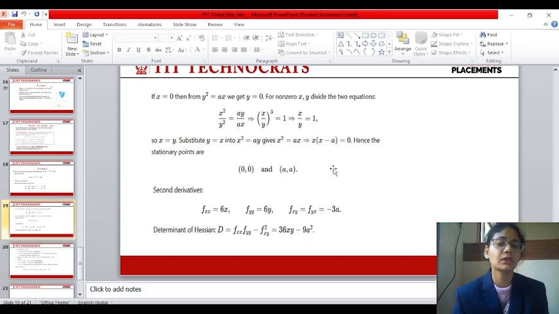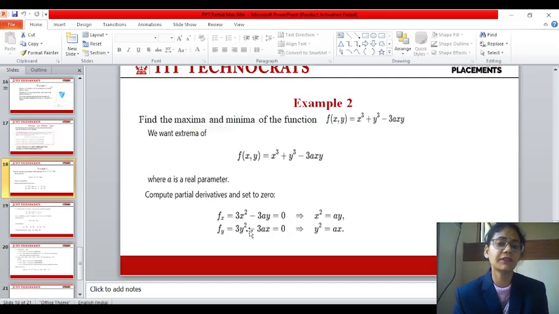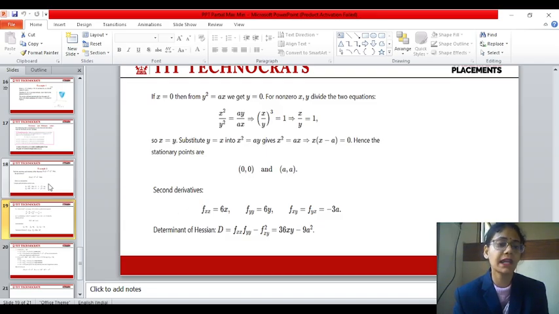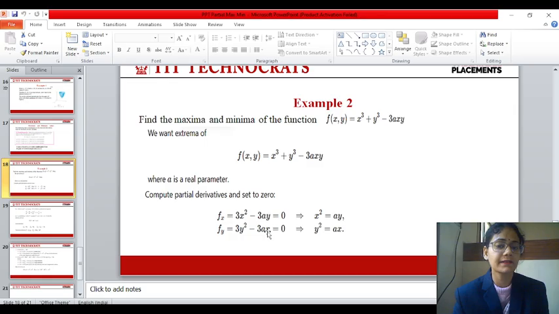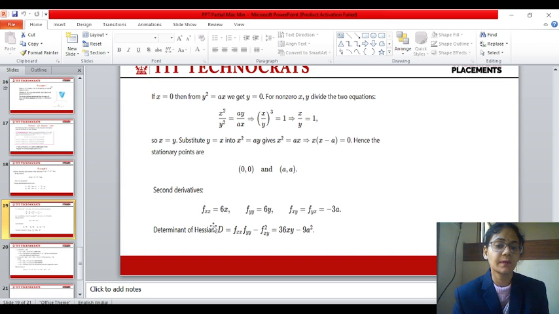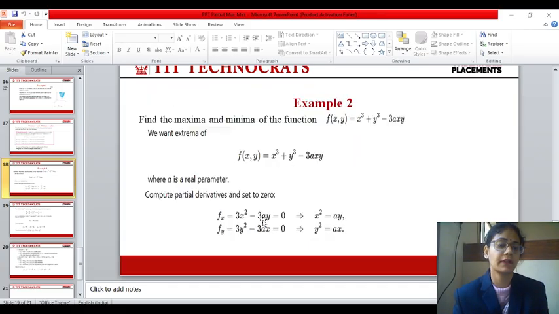After this we have to calculate the second order partial derivatives with respect to x, with respect to y, and with respect to x and y. For that we go back to our first order derivatives. Again differentiate this equation with respect to x. This term does not have x, so it will be 0, and it will be 6x. So f_xx will be 6x, and similarly for y, this term will be 0 as it doesn't have any term with y, treating it as a constant, and this will be 6y. So the second derivative with respect to x is 6x, and with respect to y is 6y. Let us see the derivative with respect to x and y.